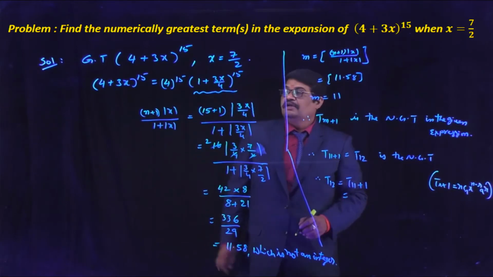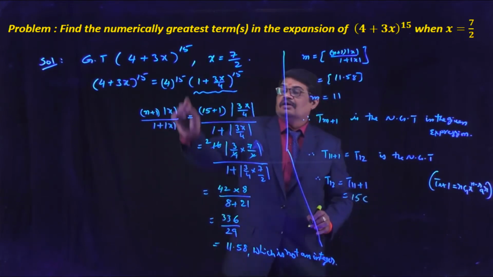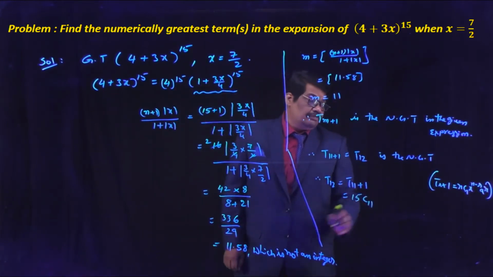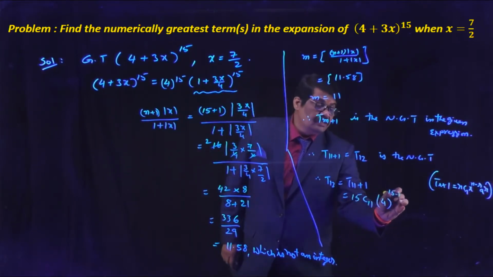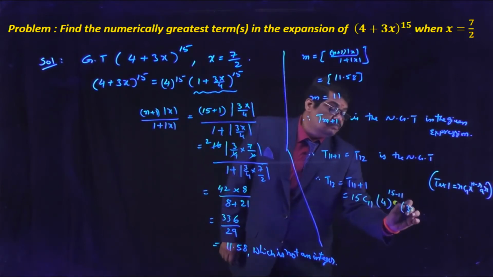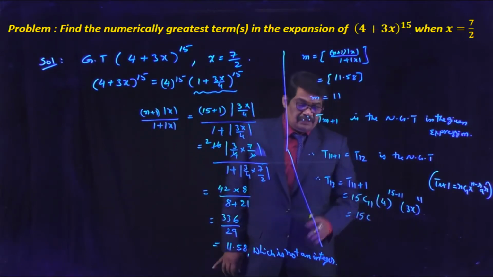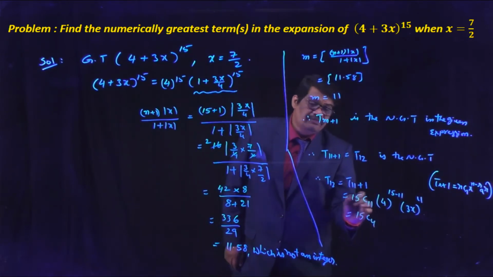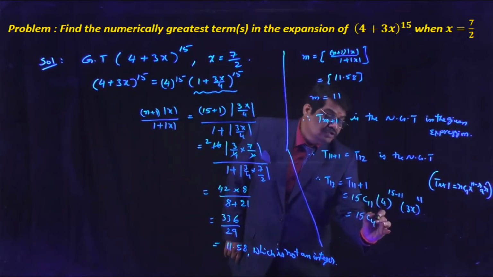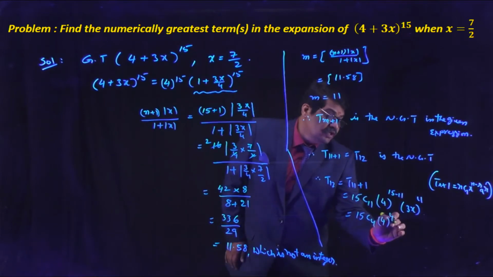Now we write T(11+1), where n is 15 and r is 11, so 15C11. The first term is 4 to the power of 15 minus 11, into the second term, 3x whole power 11. That is equal to 15C11, which can be written as 15C(15-11), that is 15C4, into 4 to the power of 15 minus 11, that is 4^4, into 3^11 x^11.